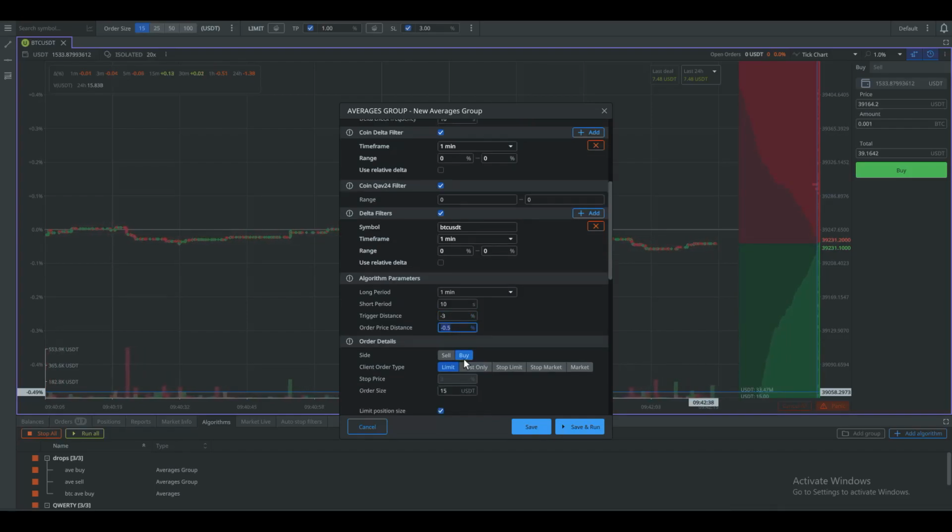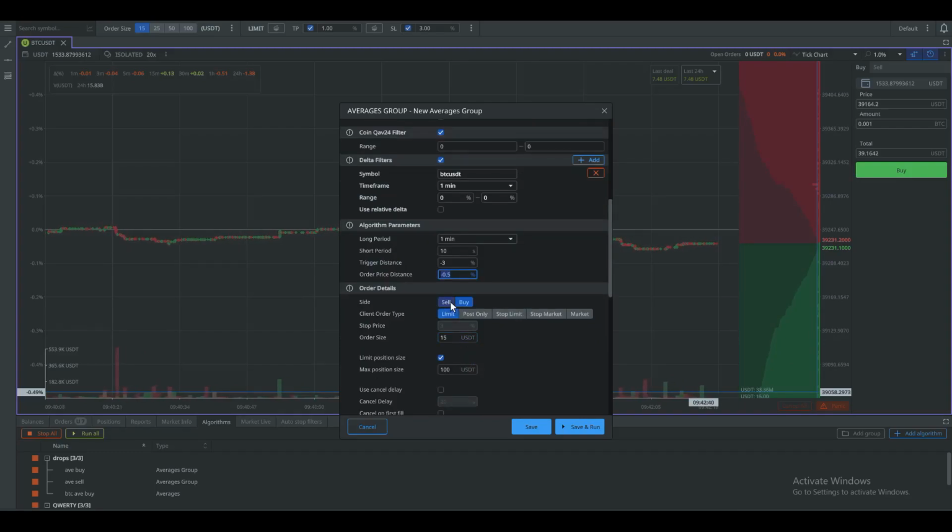Let's have a look at the order parameters. Side allows us to decide whether the algorithm will place a buy order or a sell order. Client order type allows us to select the type of order to be used by the algorithm. Stop price establishes a certain distance to the price level at which the stop limit order is placed, which initiates the placement of a limit order. Order size, the size of your order in Tether.